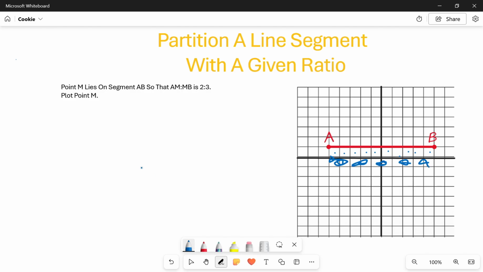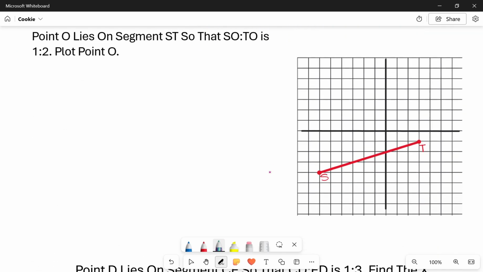Therefore, the point M is at the end of the second unit. So if we look at that in the graph, that would be right here. So that's how we know that that is where point M is. Let's move on to the next example.